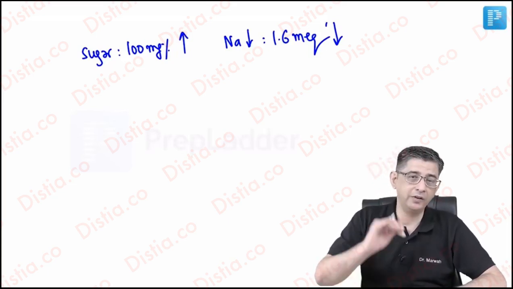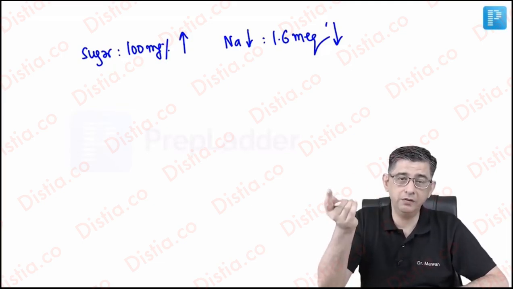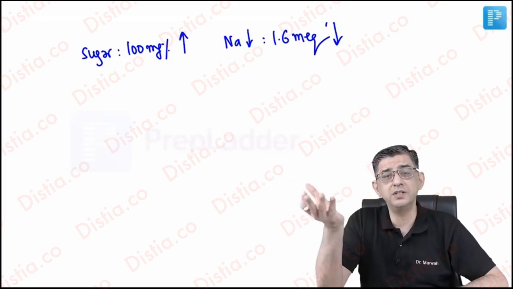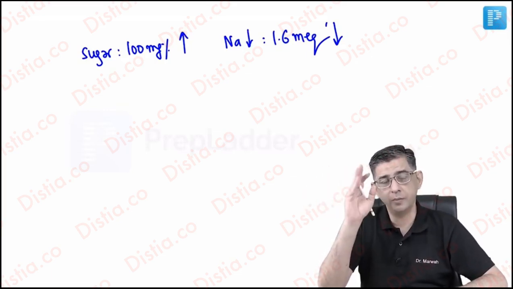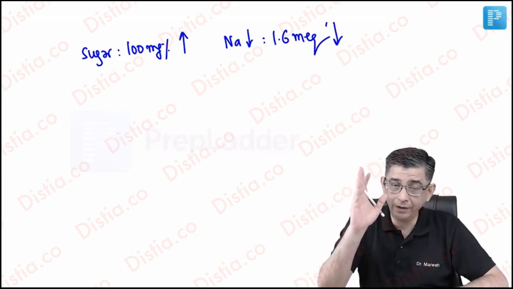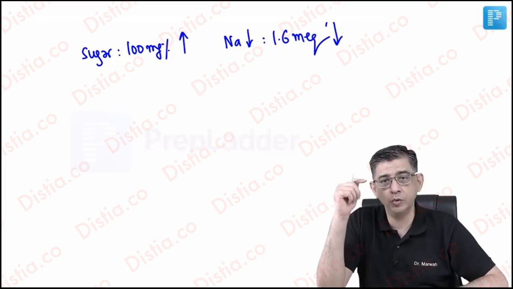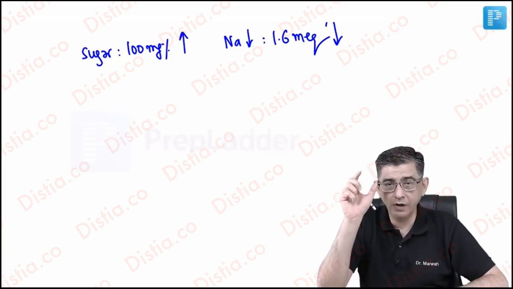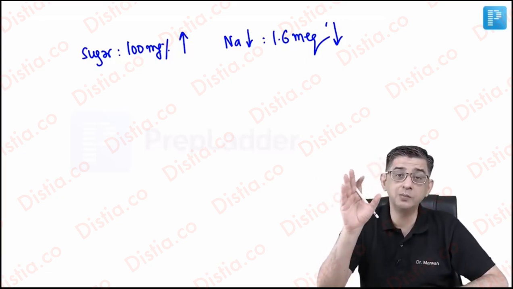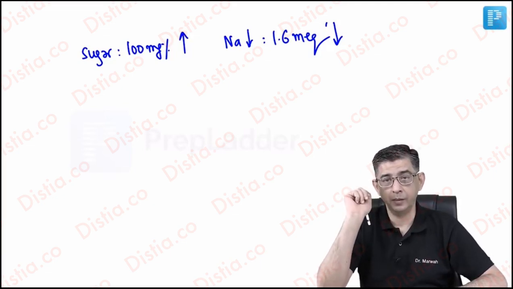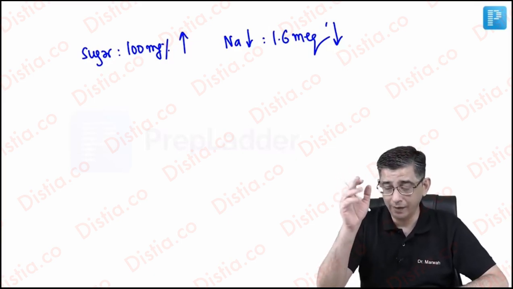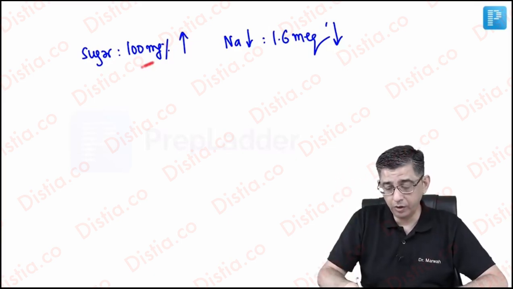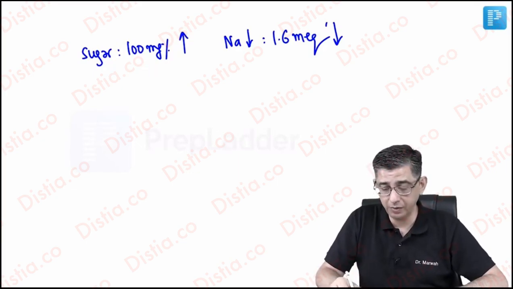So the basic point is, guys, if sugar is grossly elevated, like 400, 500, 600, the higher the sugar value, the more the solvent drag. So if suppose sugar is 800 milligram percent and it goes up to 900 milligram percent, the solvent drag will be more, and sodium will decrease by 3 milliequivalents. But if the sugar values are usually in the range of less than 400, then from 300 to 400, the fall will be 1.6 milliequivalent.